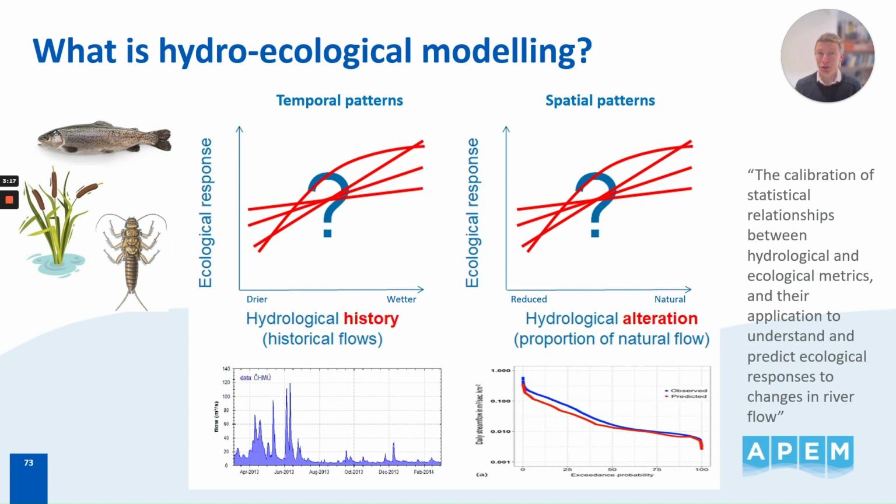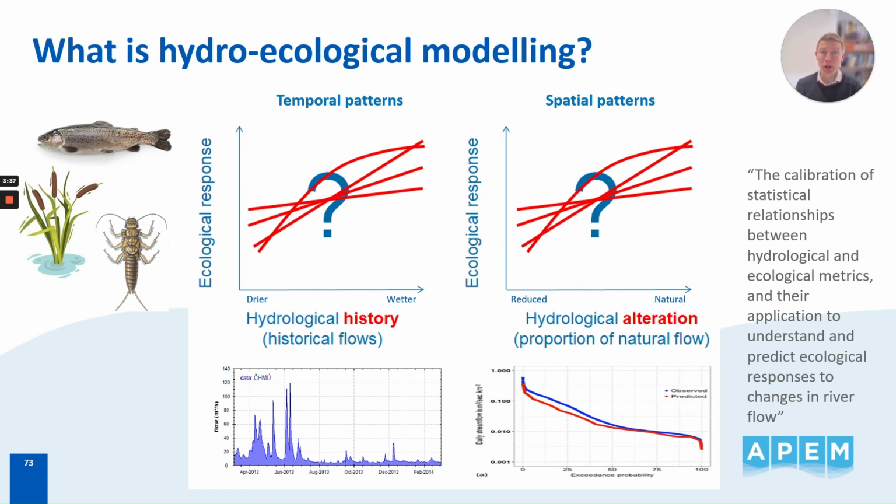Obviously, hydroecological models focus particularly on understanding the effects of flow, but being statistical regression models, there's nothing to stop us adding other explanatory or predictor variables into our model. This can be useful, for example, if we want to be able to control for other confounding pressures which might be acting upon our ecological community.